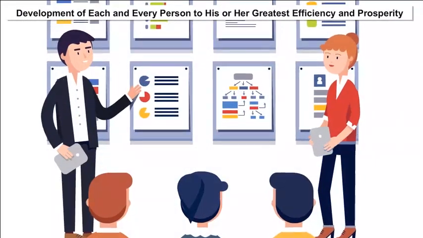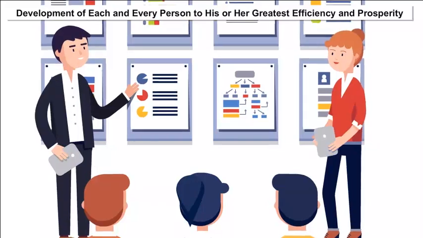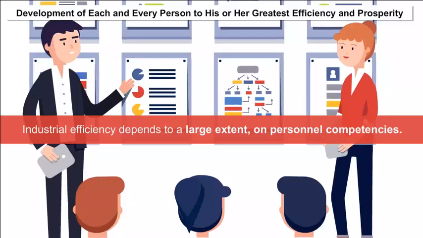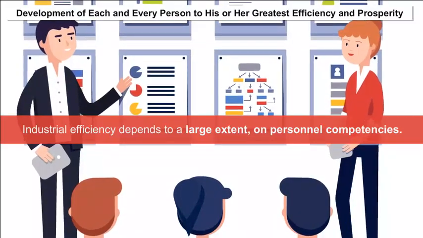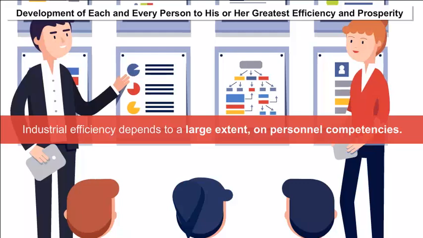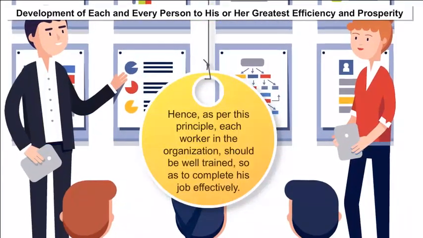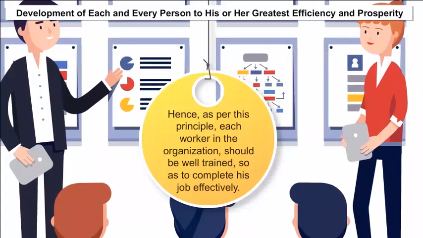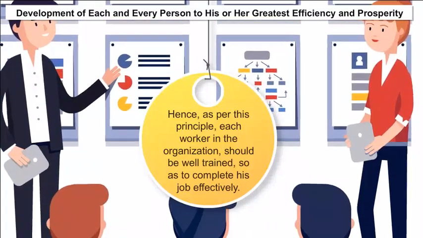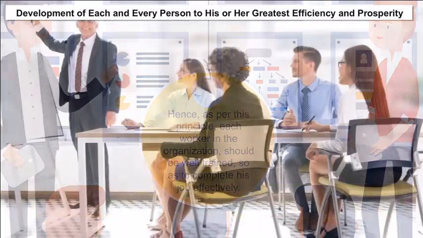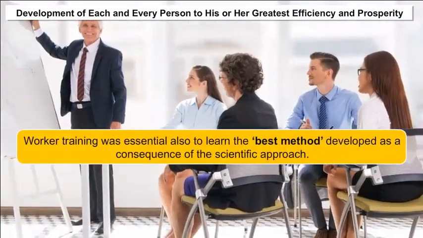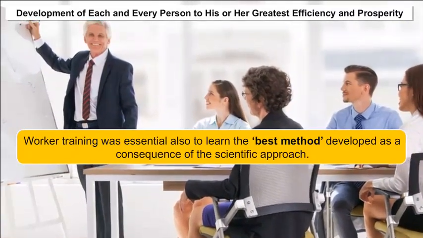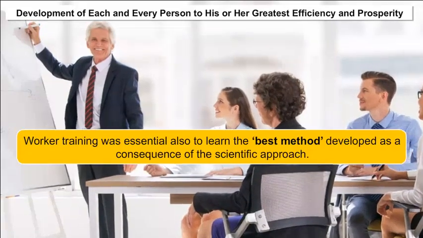Development of each and every person to his or her greatest efficiency and prosperity. Industrial efficiency depends to a large extent on personal competencies. Hence, as per this principle, each worker in the organization should be well trained so as to complete his job effectively. Worker training was essential also to learn the best method developed as a consequence of the scientific approach.